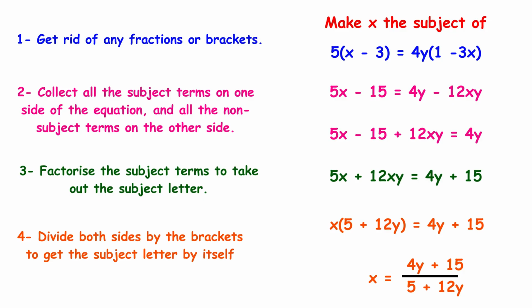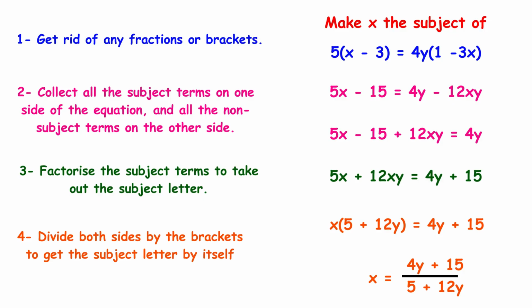At this point, we can move on to step 2, where we have to collect all the subject terms on one side of the equation and all of the non-subject terms on the other side. Now that's a bit of a complicated sentence, so let's break it down. A subject term is just any term that has the subject letter in it. So because we're trying to make x the subject, any term with an x in it will be a subject term. So out of our 4 terms, the 5x and the 12xy will both count as subject terms.